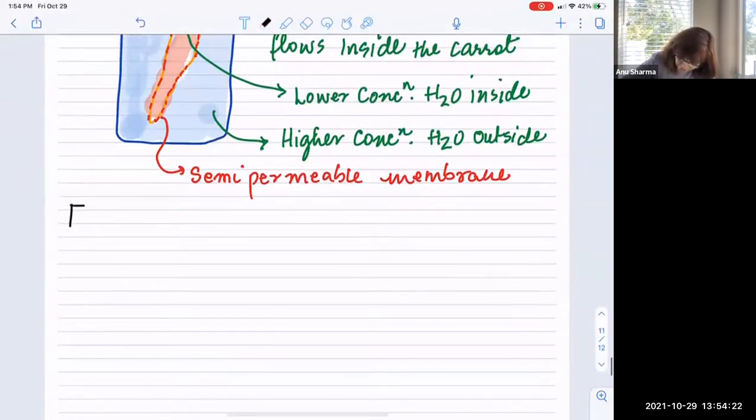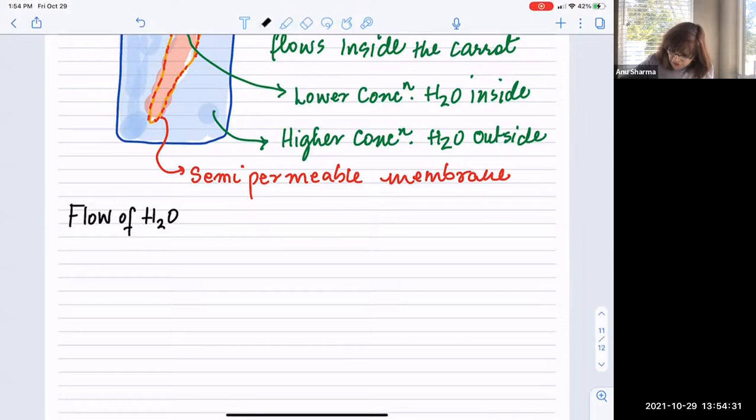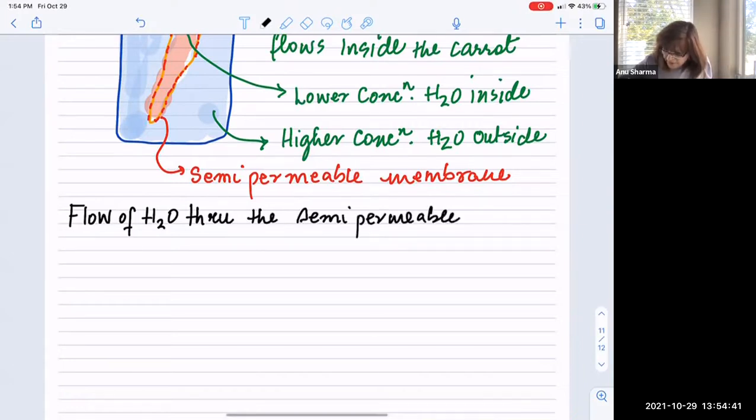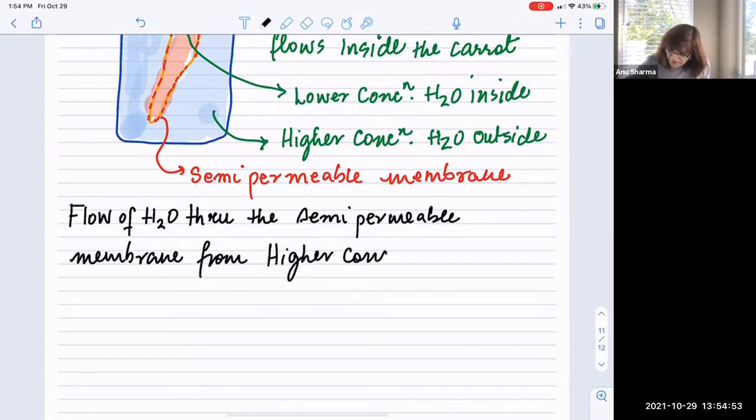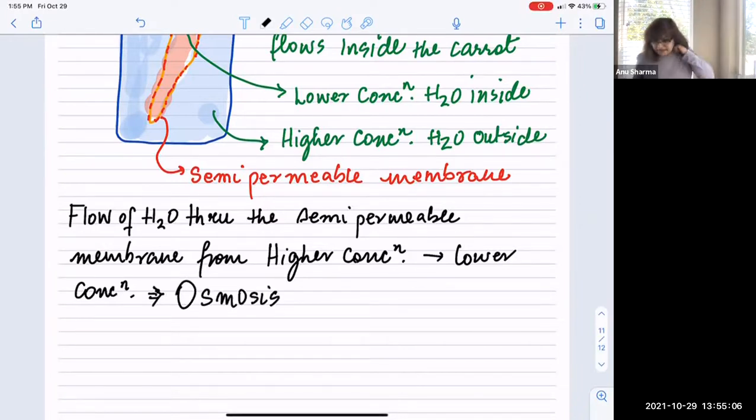So the flow of water through the semi-permeable membrane from higher concentration to lower concentration, and that is called the process of osmosis. Okay, that is the osmosis.